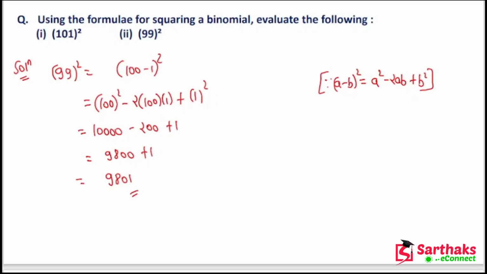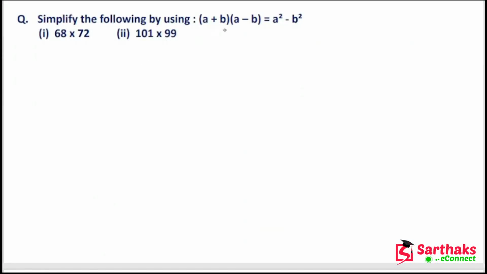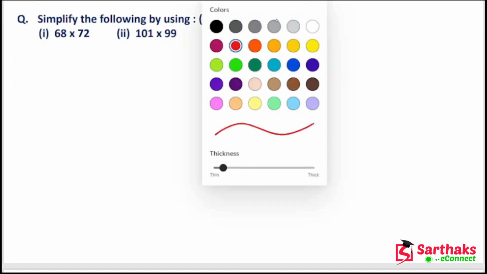Okay, so you can very well see that it is very easy to calculate these types of squares using these identities. Let us move on to the next question. Now it says that using this identity, now the question itself is giving the identity, it is asking to solve these questions using this identity. So it is very easy.